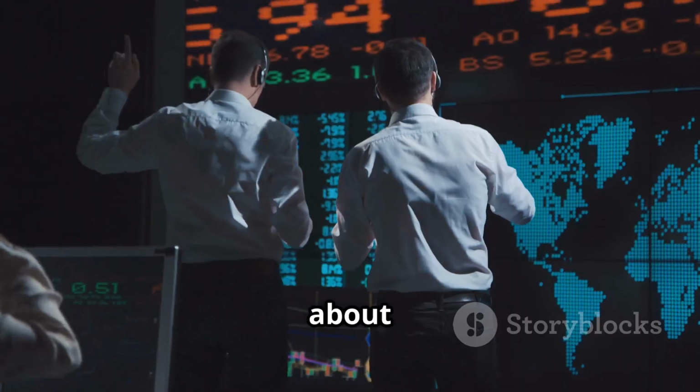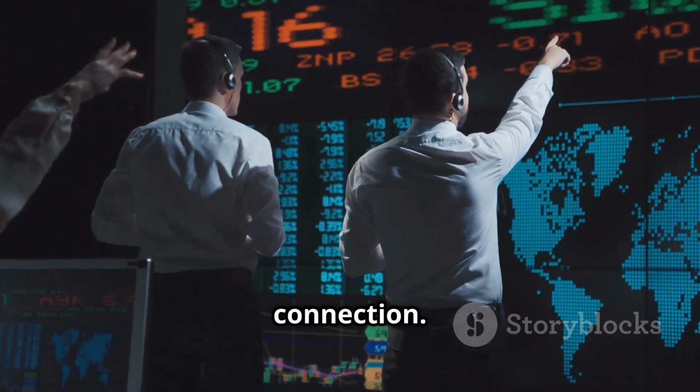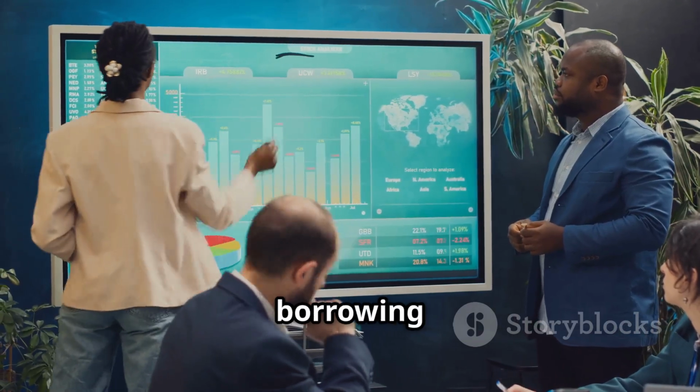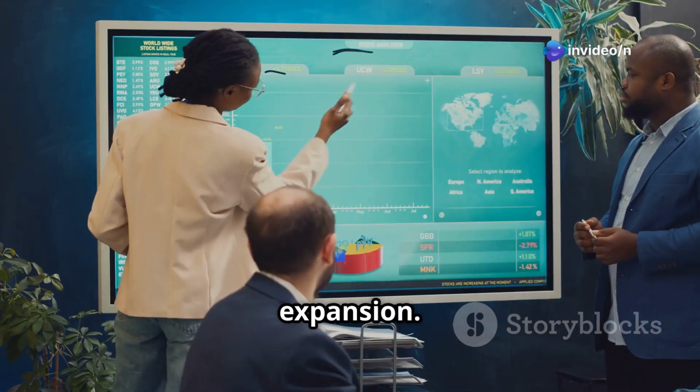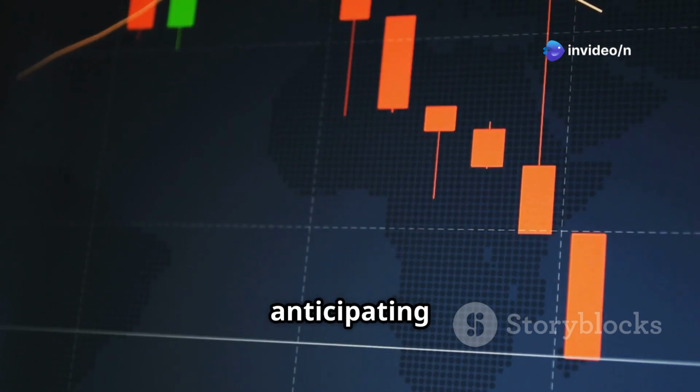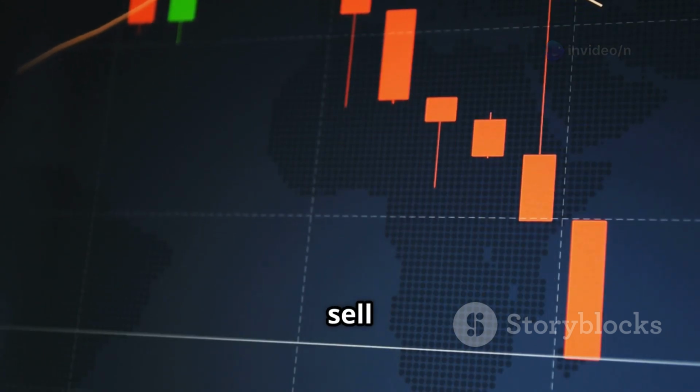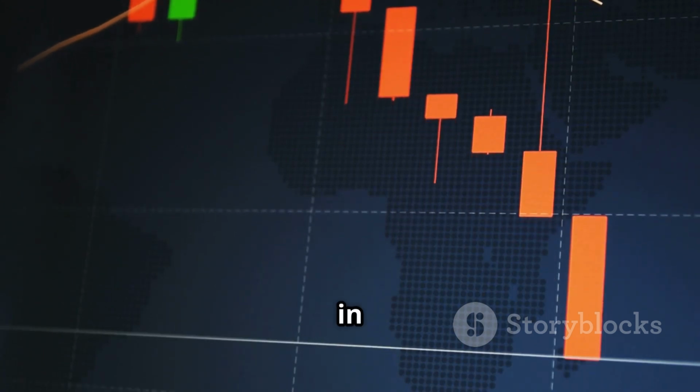But wait, what about the stock market? Here's the connection. When the repo rate is high and borrowing costs are up, companies have less capital to invest in growth and expansion. Investors, anticipating slower earnings growth, might sell off stocks, leading to a drop in stock prices.